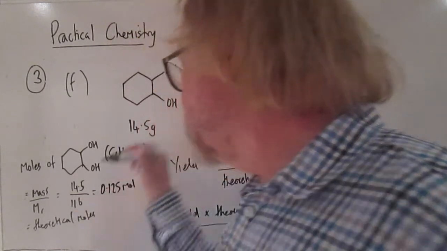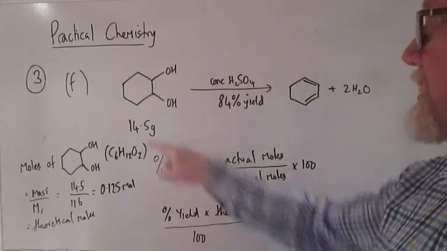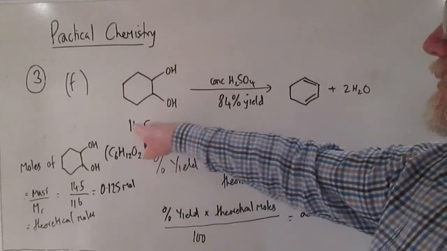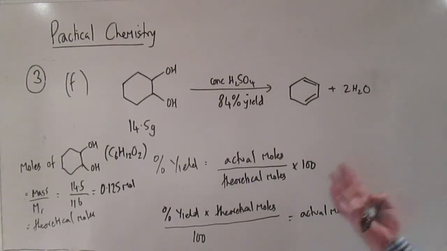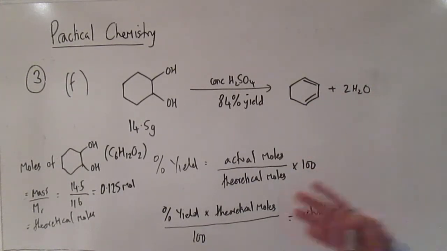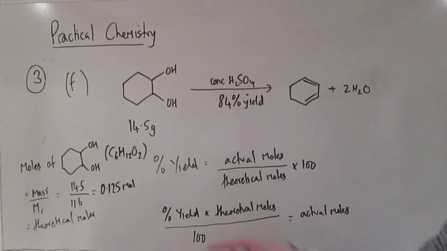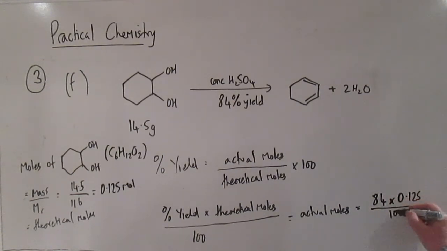Okay, you can't do that directly with mass. You can't say theoretically 14.5 grams of reactant would give you 14.5 grams of product, because obviously some of the mass has been lost as water. That doesn't make any sense. That's why you have to turn it into moles. So that's the number we need. So we can just say that's equal to 84, which is our percentage yield, times 0.125 over 100, which comes to 0.105 moles.